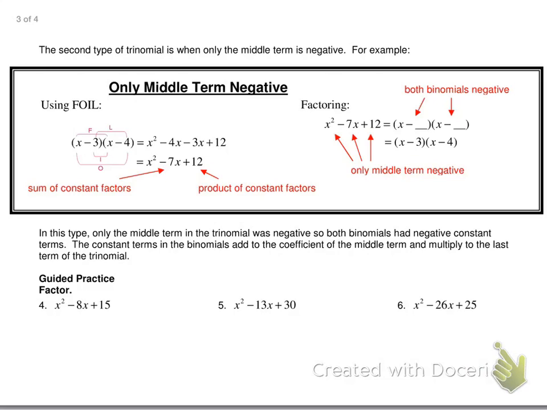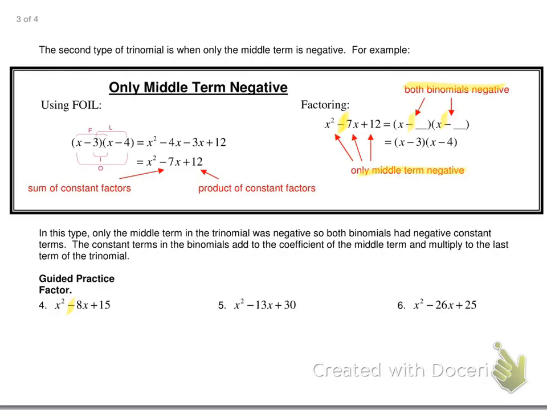The next type of problem when factoring trinomials that you'll encounter is when only your middle term is negative. So your x squared term is going to be positive, and your last term is positive, but your middle one's negative. What does that mean? That means that both of the terms in your binomials, or your factors, are negative, because when you multiply those two together, you actually get a positive number for that last number. So pretty simple.